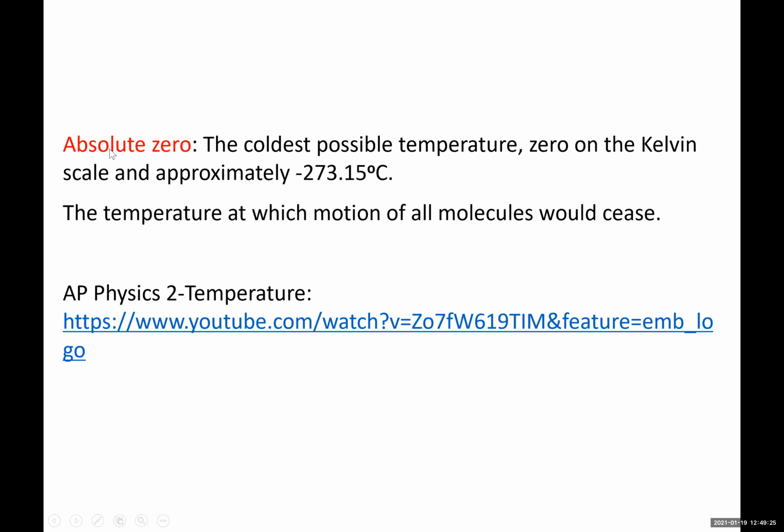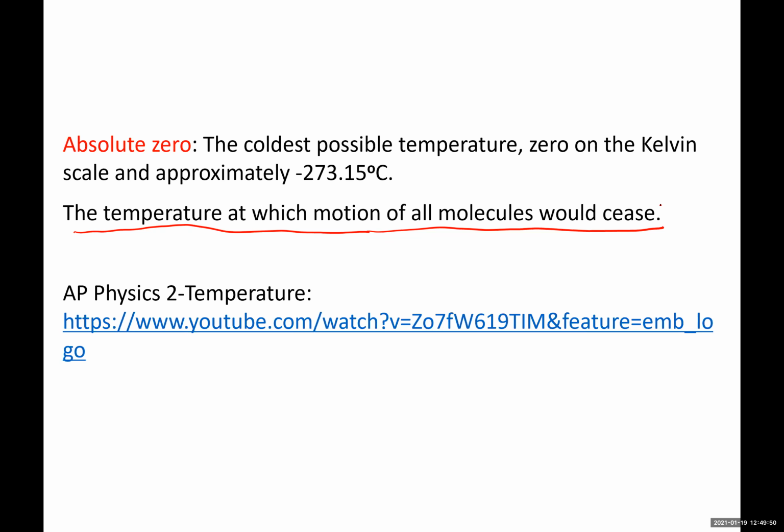Now we just talk about absolute zero. Absolute zero in the Kelvin scale is negative 273.15 degrees Celsius. The importance of the Kelvin scale is that at that temperature, the motion of all molecules would cease. It means there will be no molecules in motion; all will be at rest.